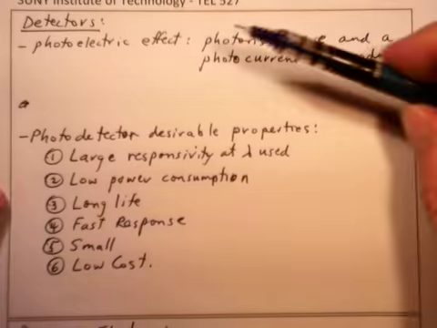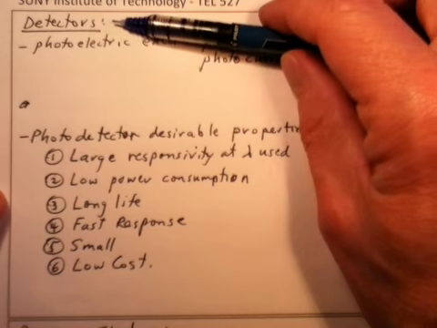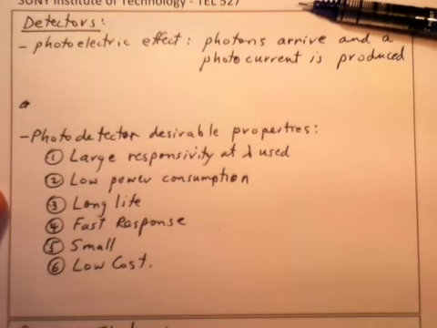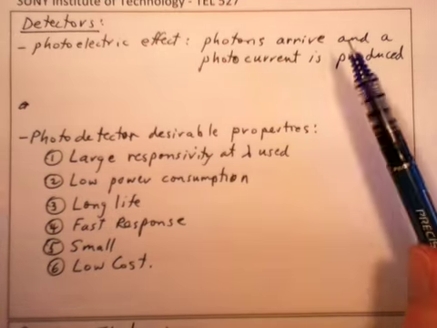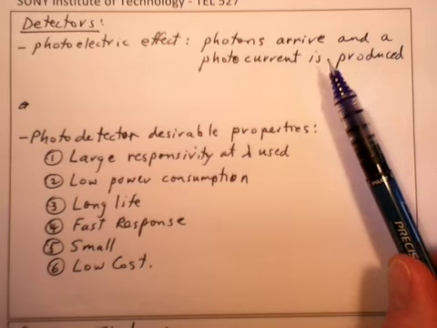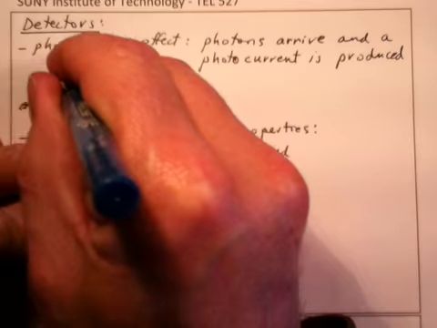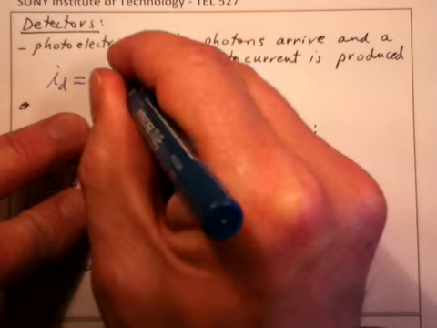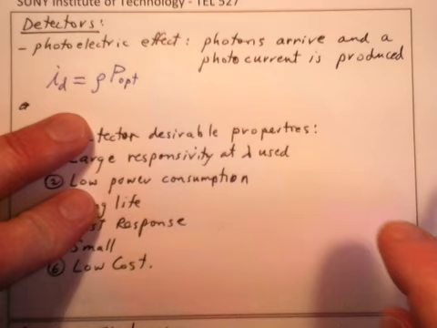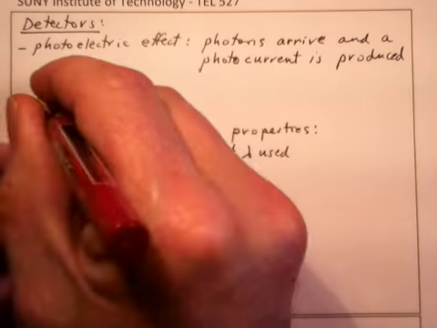Starting with the detectors, that's an important part of the receiver. It takes as input light and as output a photocurrent. A detector uses the photoelectric effect. When photons arrive on the surface of the photodetector, a photocurrent is produced. We're going to denote the photocurrent as I sub D, the current from the detector, and we're going to say that it's directly proportional, with a constant rho, to the optical power input to the detector.